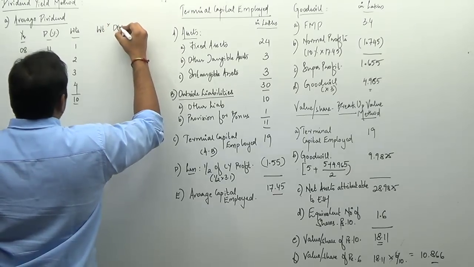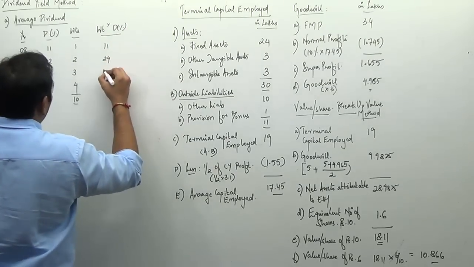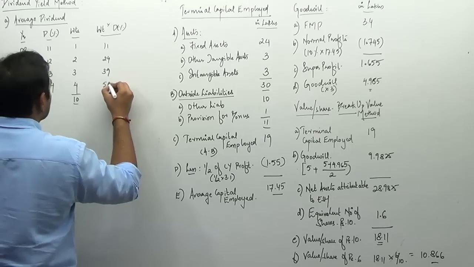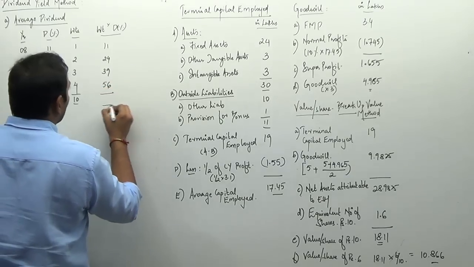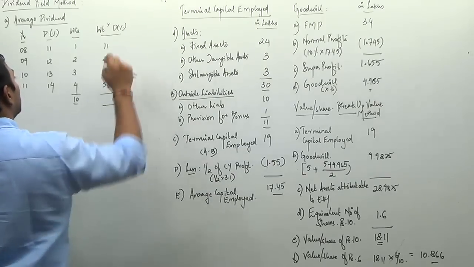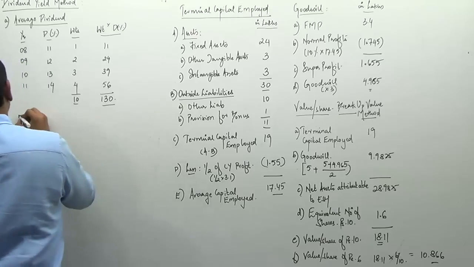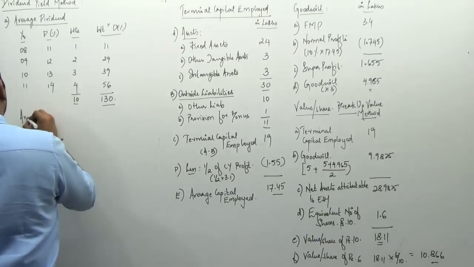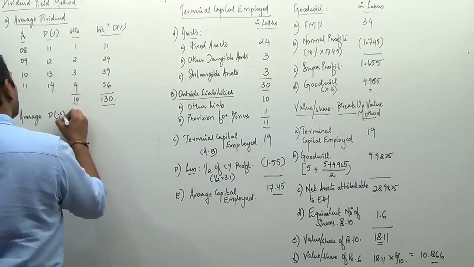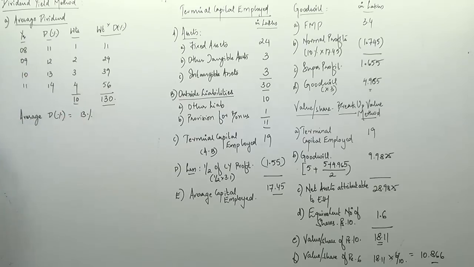Weight into dividend percentage: 11, 24, 39, and 56. These two combined is 80. This is 50. 130. So my average dividend percentage is 130 by 10, that is 13.